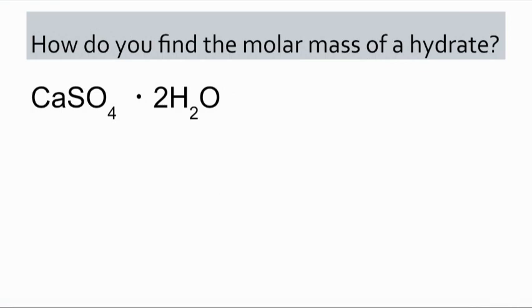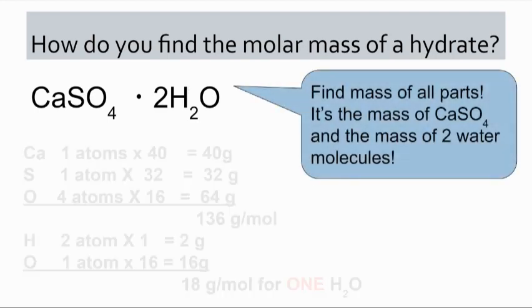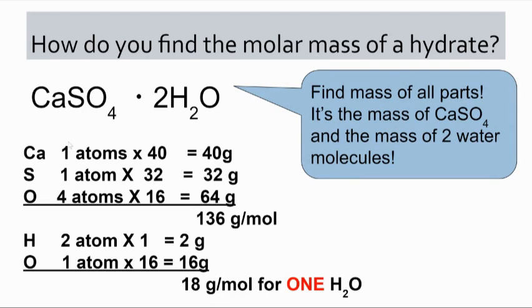Now let's take it a little bit further and look at how you find the molar mass of a hydrate. So calcium sulfate times 2 water molecules. In other words, calcium sulfate dihydrate. We're going to do the exact same process, except now we have to account for the molar mass of the 2 water molecules as well. So we're going to add up the mass of the calcium sulfate part, 1 calcium, 1 sulfur, and 4 oxygens. That gives us a mass of 136 grams per mole. We'll also add up the molar mass of the 2 water molecules.